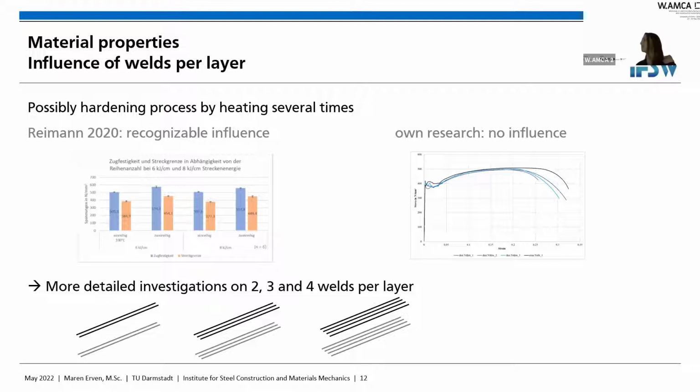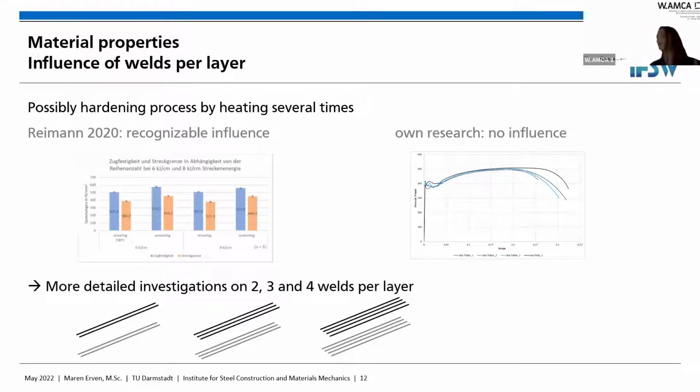Also there are some other researchers, not focusing on intersections, but focusing on the influence of printing multiple welds per layer, and what is the influence of that. And they saw that if we have more welds in a layer, then we get a higher tensile strength. And also if we change the energy input per layer, then it's also different, but this change wasn't so high.